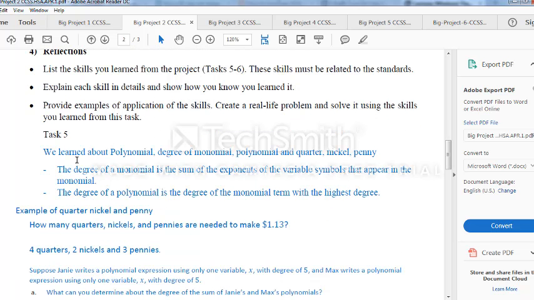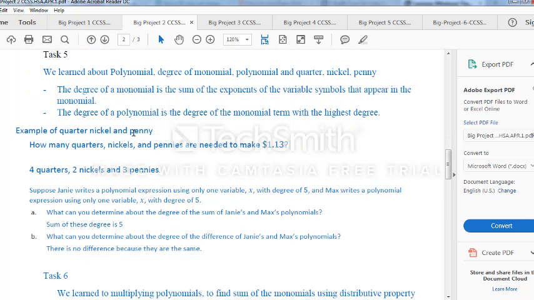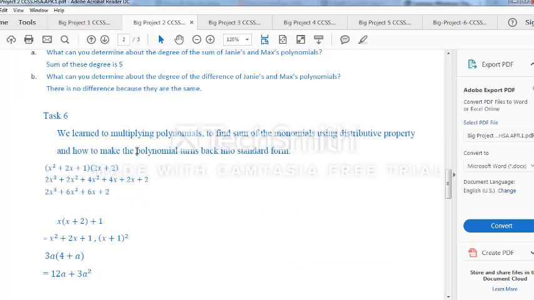For the reflection on task 5, we learned about polynomials, the degrees, and the quarters, nickels, and pennies of the dollars, so that we can find the profit. For number 1, we learned that we have to describe. For task number 6, we have to multiply the polynomials. We have to make the sum, using the distributive property to put the polynomial terms back into standard form.